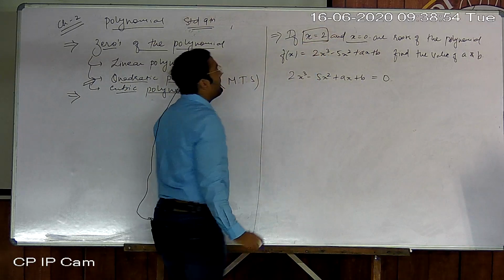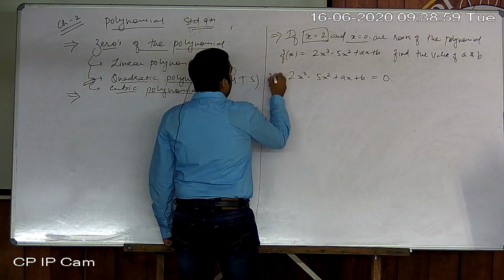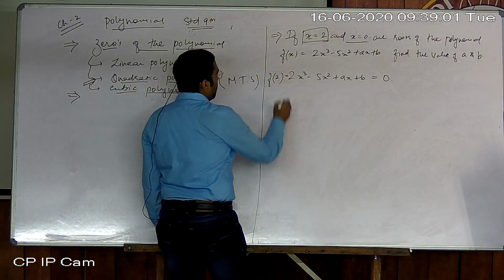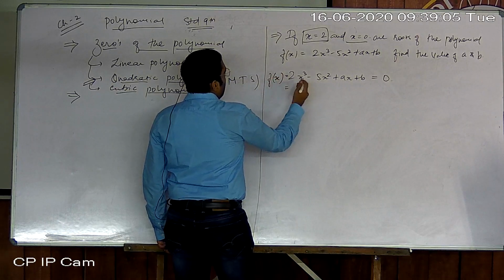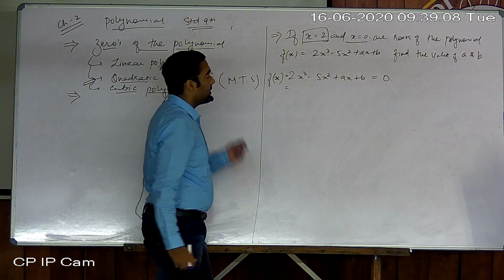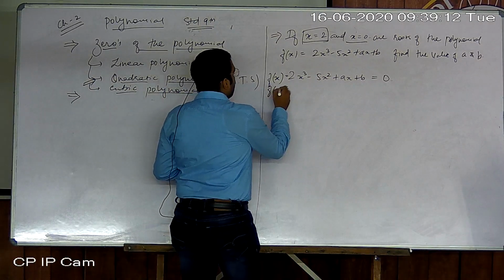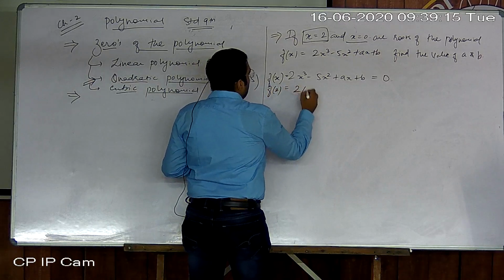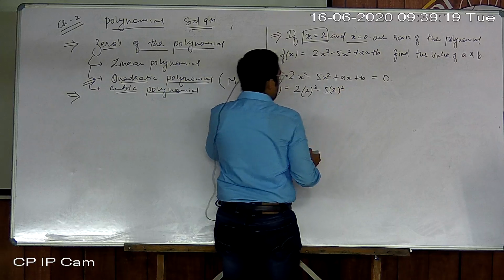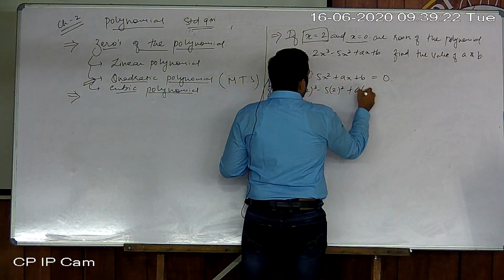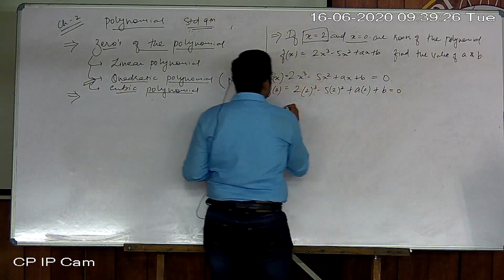First I'll take the value 2 for the x. So f of 2 equal to, f of x is 2x cubed minus 5x squared plus ax plus b, that is given. So for f of 2, my value is 2 into 2 cubed minus 5 into 2 squared plus a into 2 plus b equal to 0.